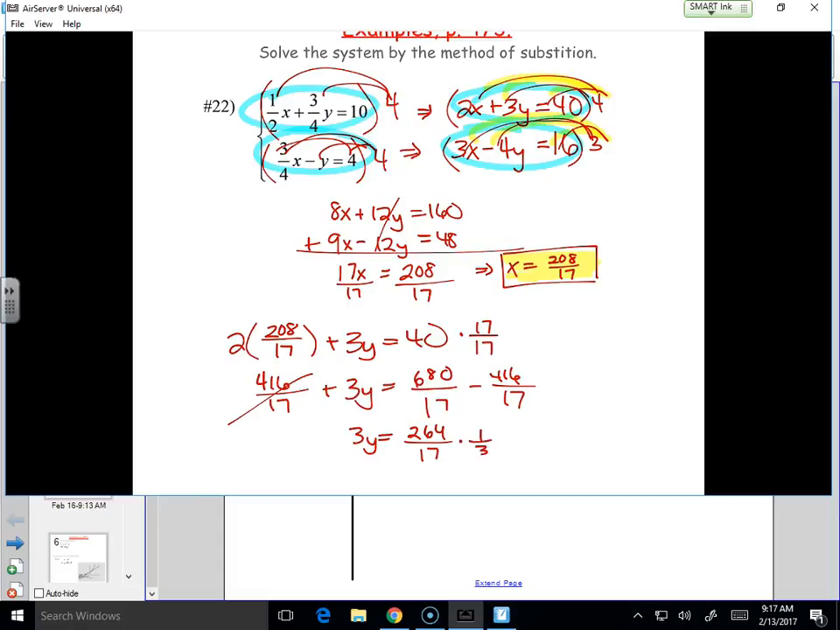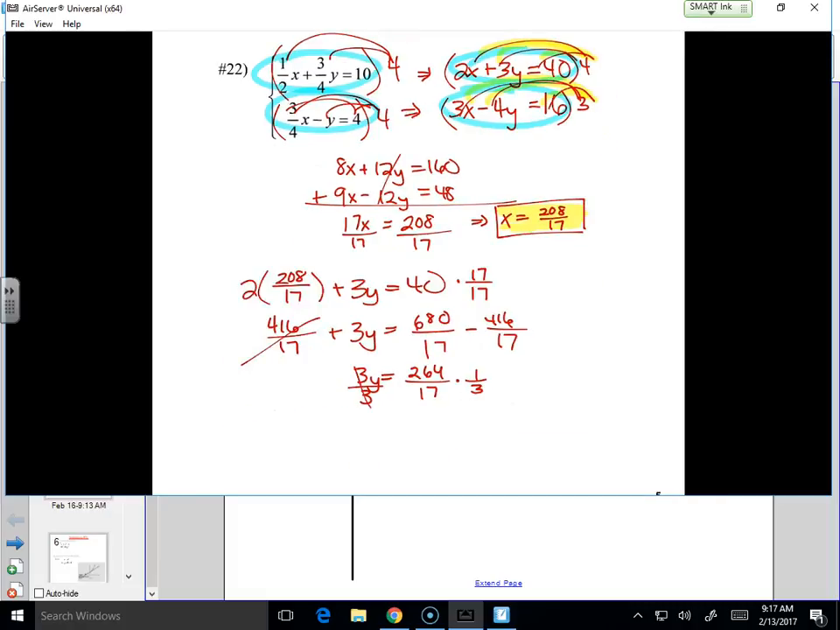Divide by 3, which is the same thing as multiplying by 1/3. Does 3 go into 264? Ooh, it does. y is equal to 88 over 17. That's what I got. Has anybody been double checking? So the first one was y. Matt, you say yeah? Get 8 instead of 5.